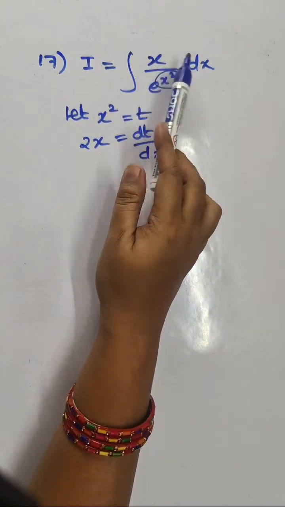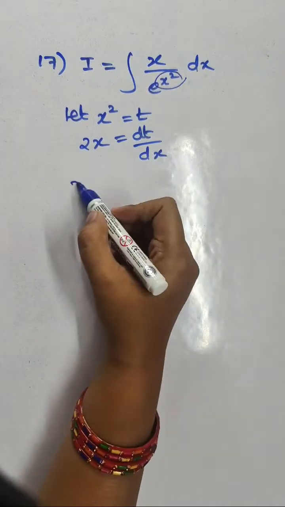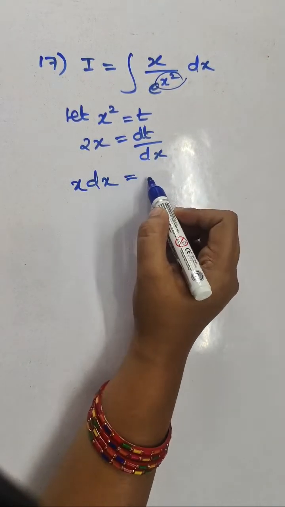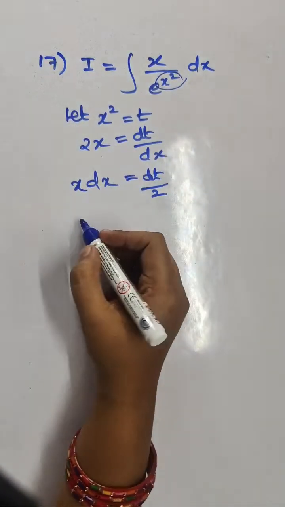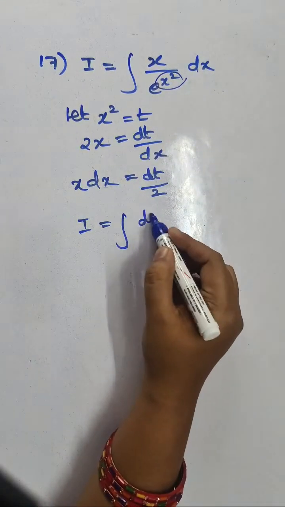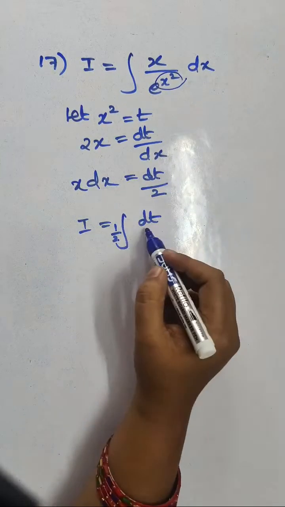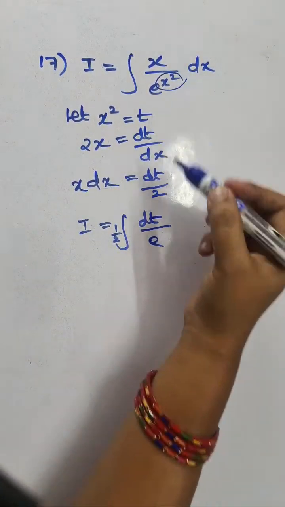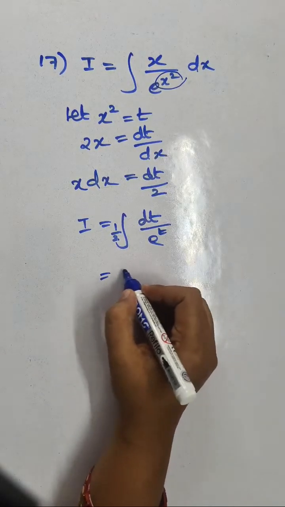We have only x into dx in the question. Take this 2 to the right side, dx to the left side. That will become x into dx equal to dt by 2. Now in place of x dx, the question becomes dt by 2. That 1 by 2 we can take it out. E power, in place of x square we have taken it as t. So that will become dt by e power t.